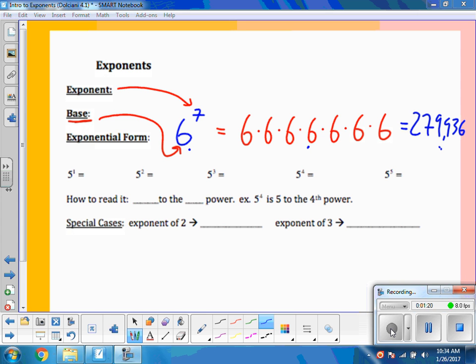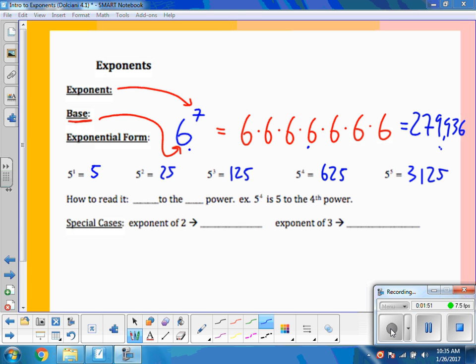So 5 to the first is itself. Anything to the first power is itself. 5 to the second power is 5 times 5, which is 25. 5 to the third power is 5 times 5 times 5, which is 125. 5 to the fourth power is 5 times 5 times 5 times 5, which is 625. And 5 to the fifth power is 5 5s being multiplied together, which is all the way up to 3,125. Now you can see, and we call this exponential because it grows really, really fast because of the multiplying.